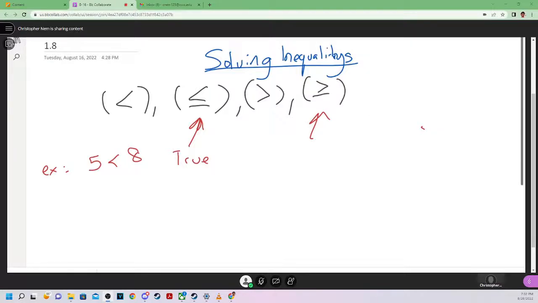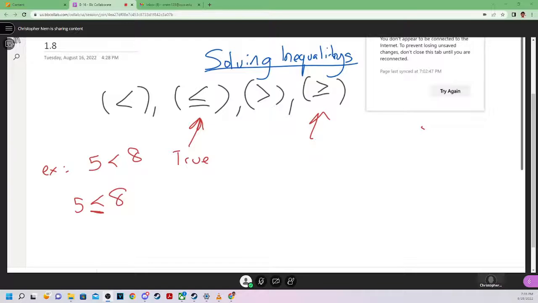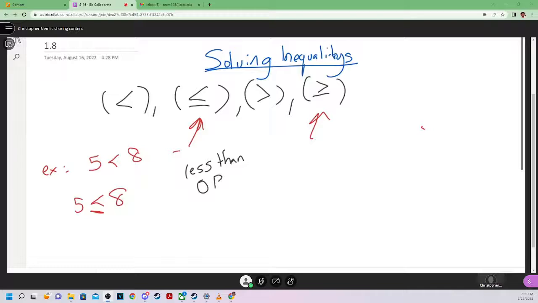Now, what you guys got to understand, though, is that that's also the same as saying 5 is less than or equal to 8. So these statements in particular use the word or. This is less than or equal to. The key word is or. When I say the word or in mathematics, that means it could be less than, it could be equal to, or it could be both. If it satisfies any of those three conditions, then the statement is true.